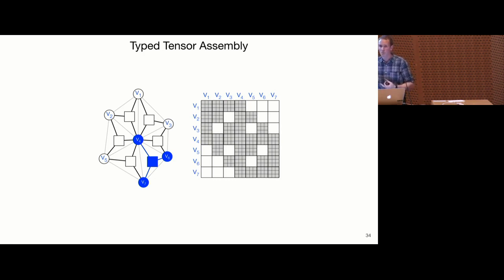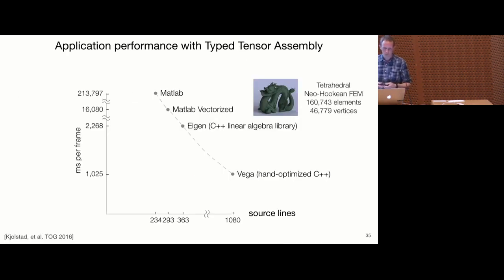In fact, it can compile the linear algebra onto the mesh, so you get a partly or fully matrix-free computation. The performance you get with this is shown in this scatter plot. It's a performance-productivity trade-off plot where you have source lines of code and milliseconds per frame. So you want to be in the lower left corner. And there's a Pareto frontier of alternative approaches.